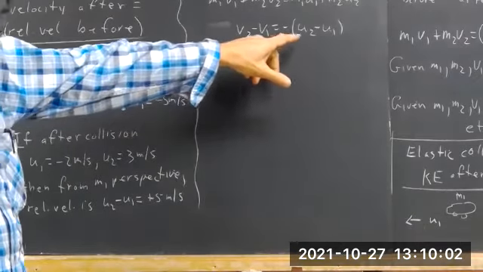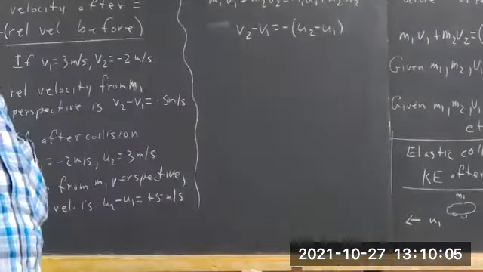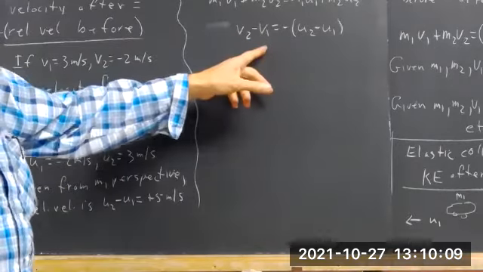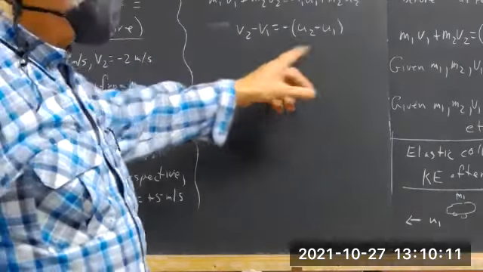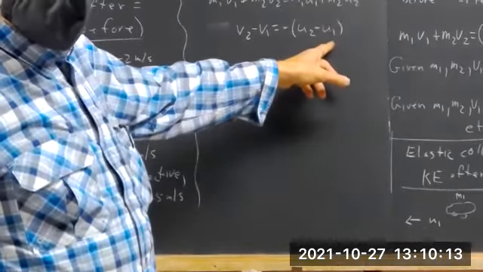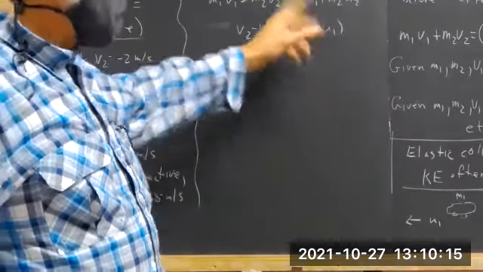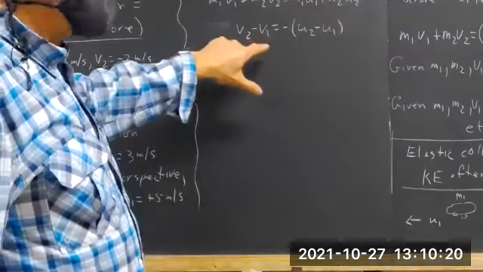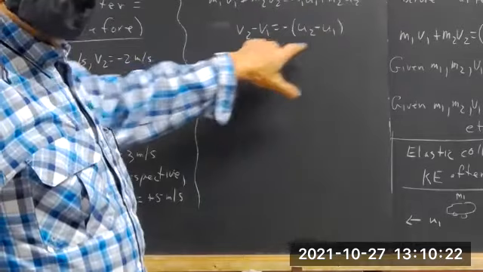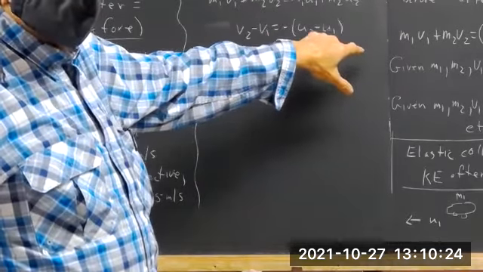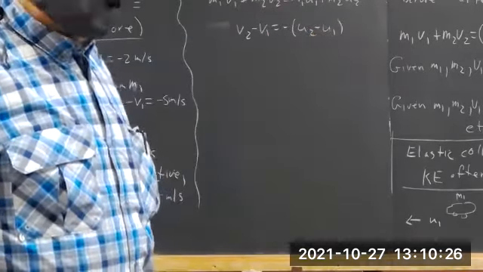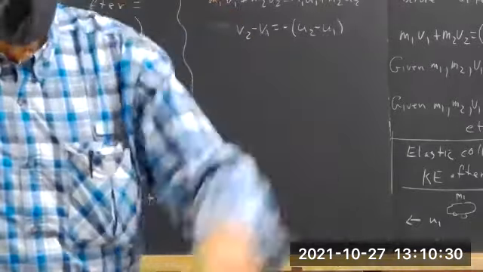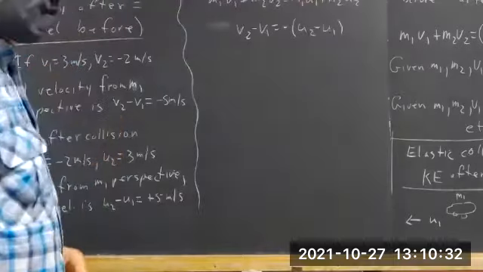V2 minus V1 is equal and opposite to U2 minus U1. The relative velocity before, from the perspective of V1, is equal and opposite to the relative velocity after with respect to the mass. Relative velocity with respect to M1. And of course, I could write this from the perspective of mass 2.